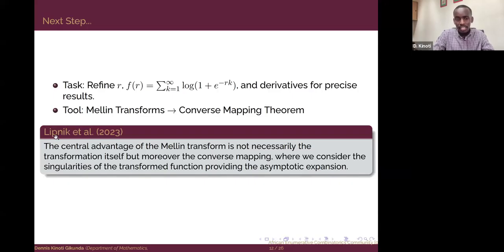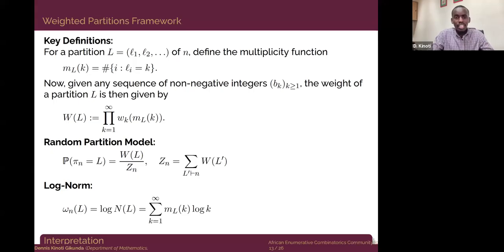This is an argument that I quote in the work by Leibniz and his co-authors. He said the central advantage of the Mellin transform is not necessarily the transformation itself, but moreover the converse mapping, where we consider the singularities of the transformed function, providing the asymptotic expansion. So that's why we use the Mellin transform. It is just an argument similar to, say, the Laplace transform, where we have the transform and the inverse, just like the Laplace.